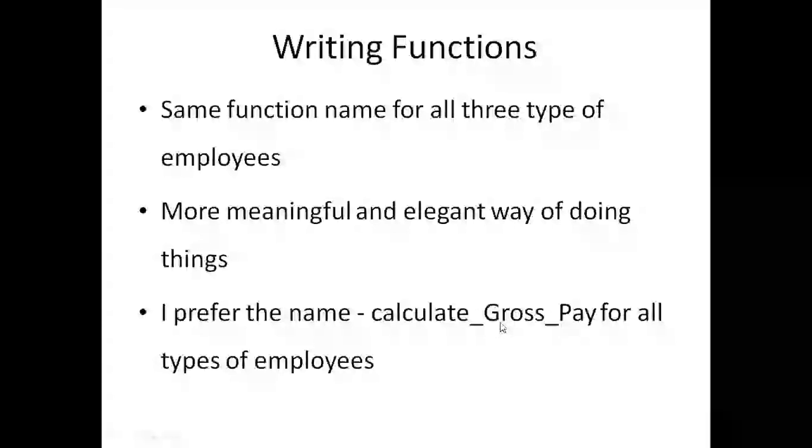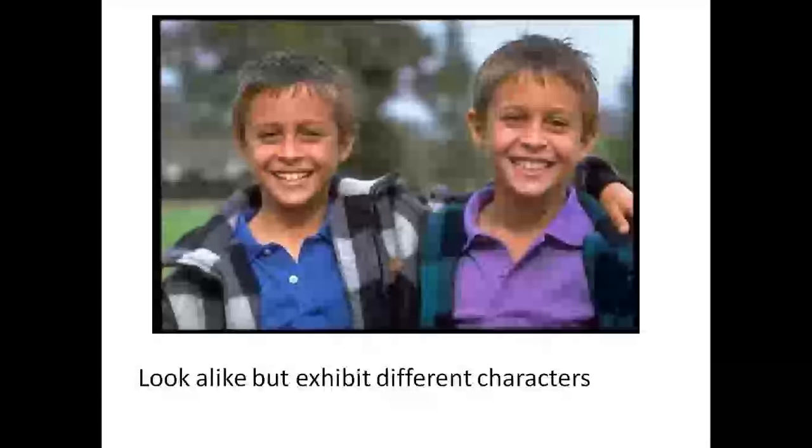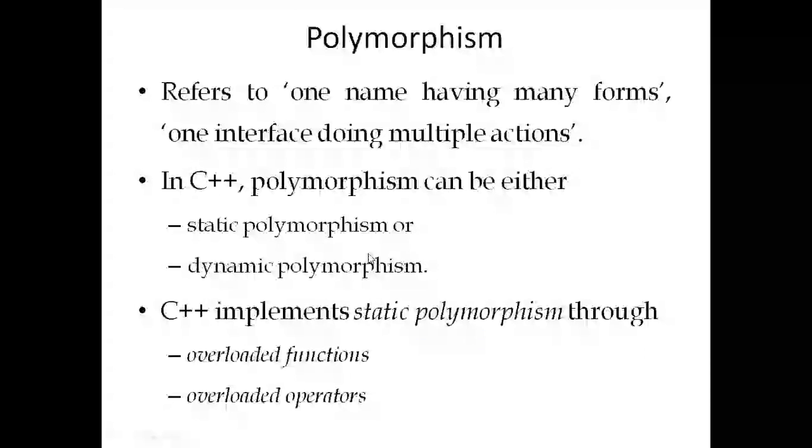This is the idea. We cannot actually give the same name for more than one function in the case of C, but in the case of C++ it is possible. How it is possible is by an OOP property, an object-oriented programming property called polymorphism, right? That is, two things will look alike but they will exhibit different characters. That is the idea of polymorphism, right?